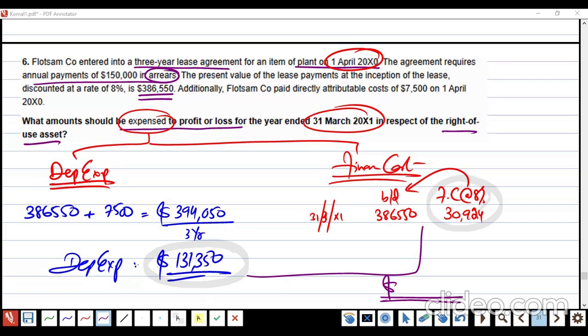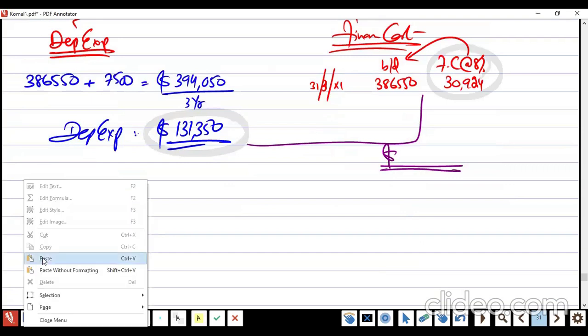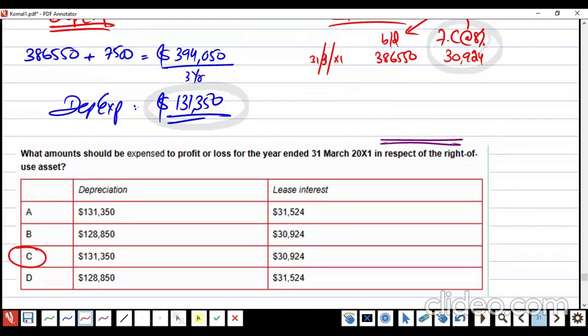Okay. The answer of this question is given by the examiner in that way. So I am sharing it with you now. Look at it. He gave you ABCD like this. So no need to make the total. Keep it separate. 131,350. I think it's C. Check. Any problem in this? No, this is clear. Okay.